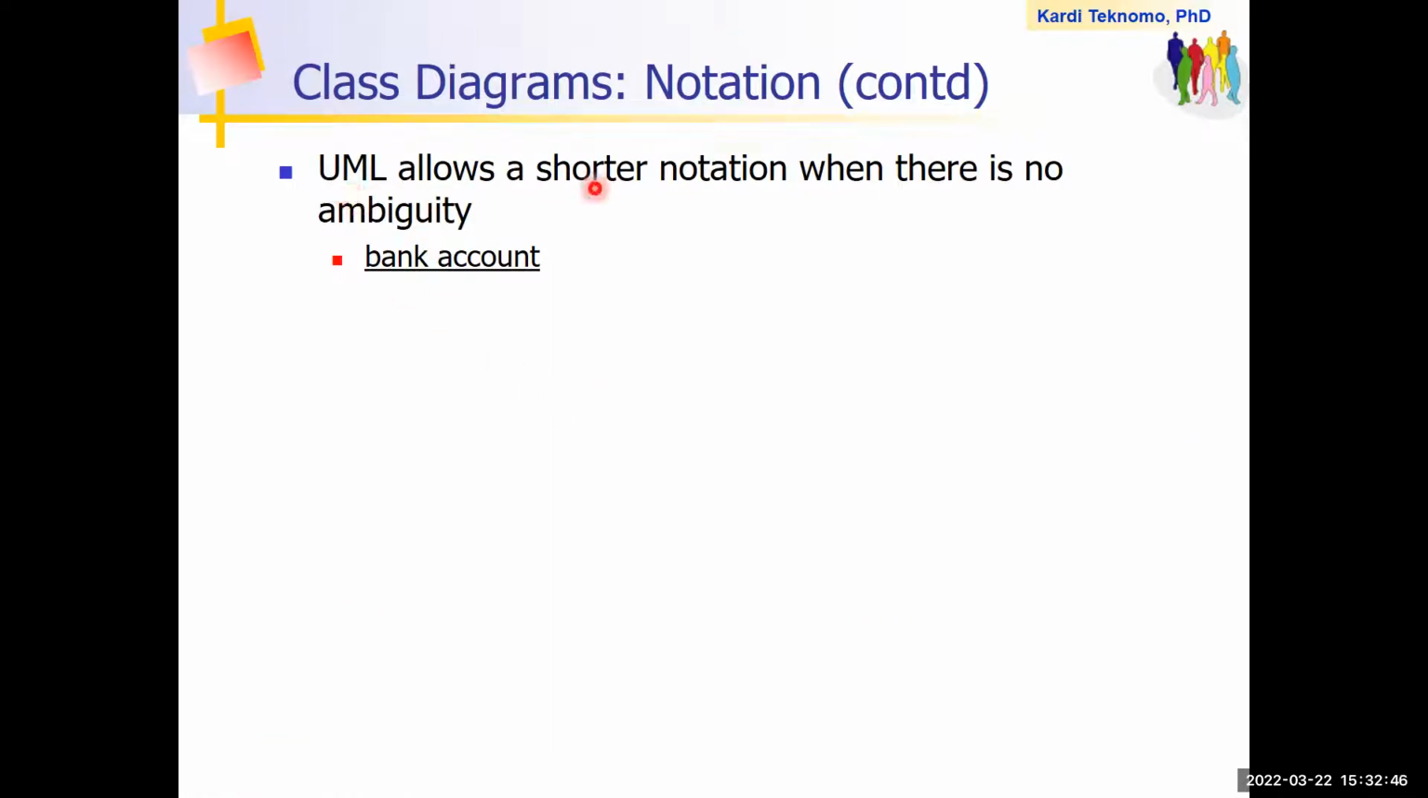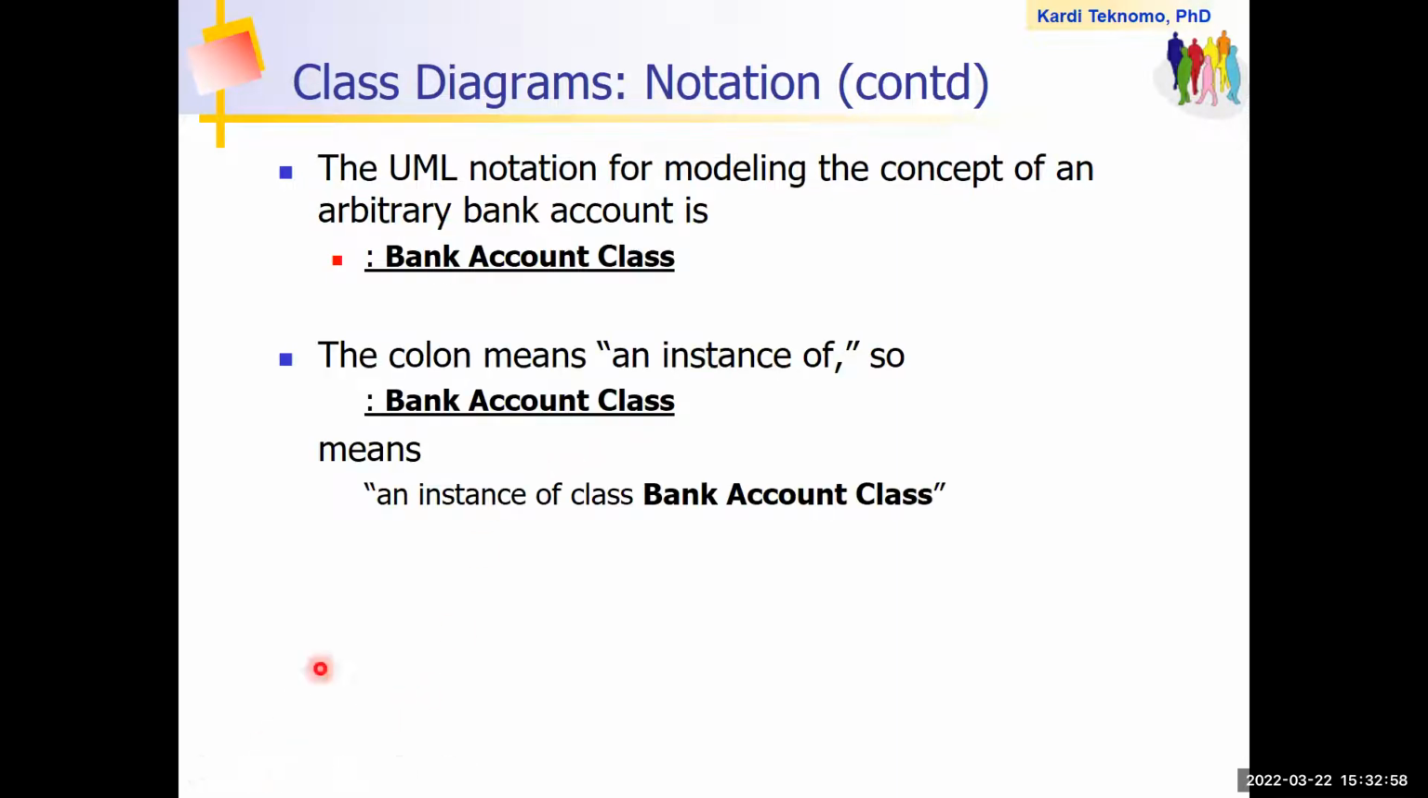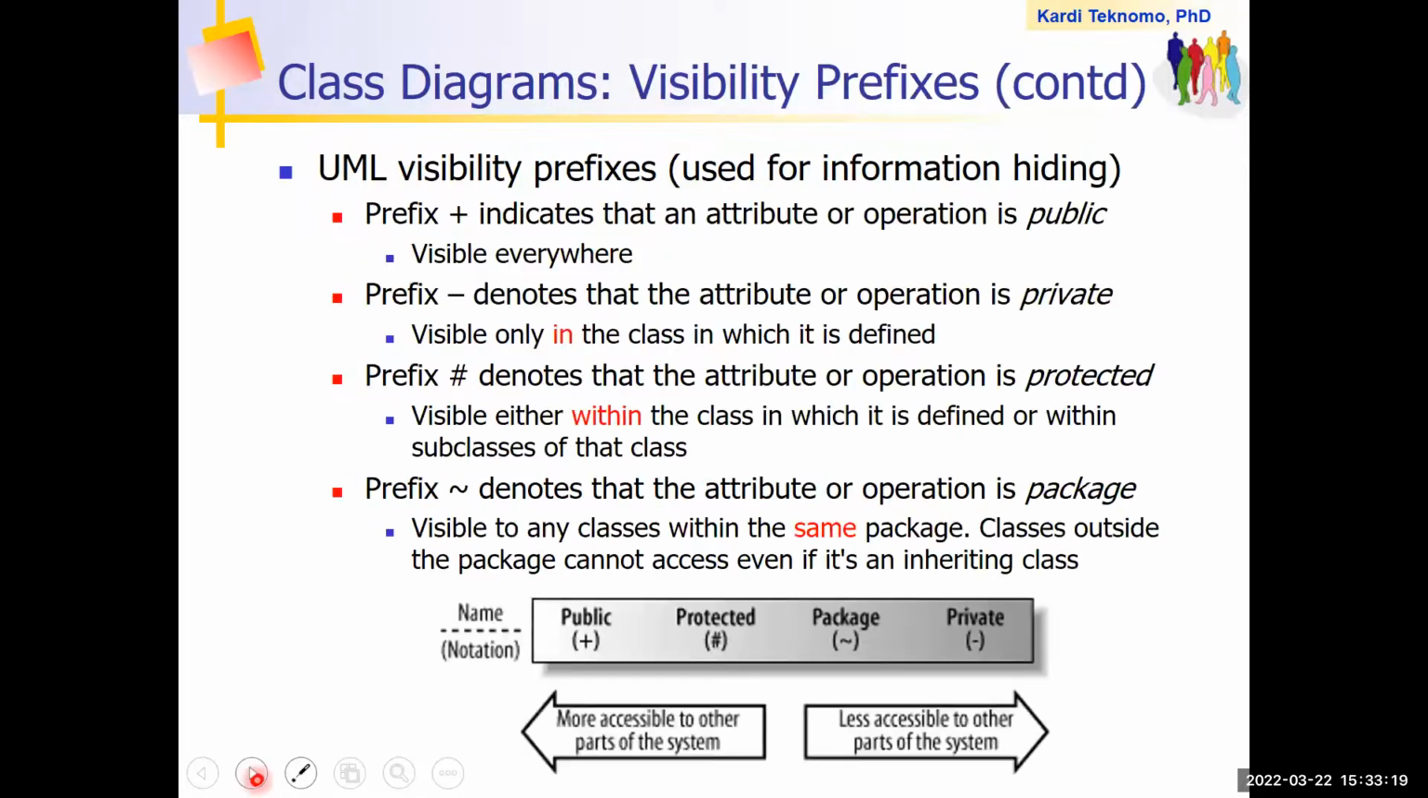So UML allows shorter notation. When there is no ambiguity, you just put bank account underscored. That means this is an object. And another way is to put just the colon. Again, this is an object. The colon means instance of in this case. Okay, we are talking about the standard notation, so this is what we are discussing.